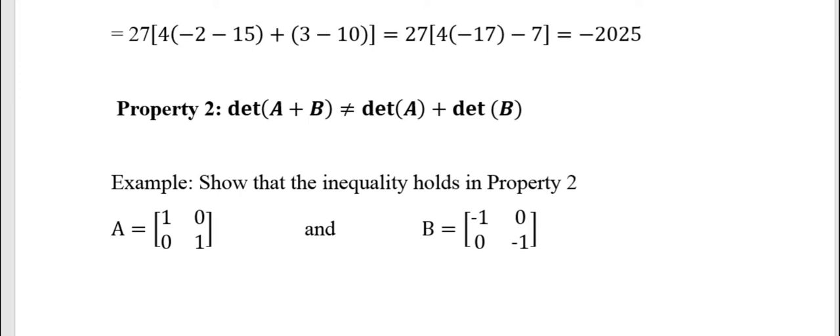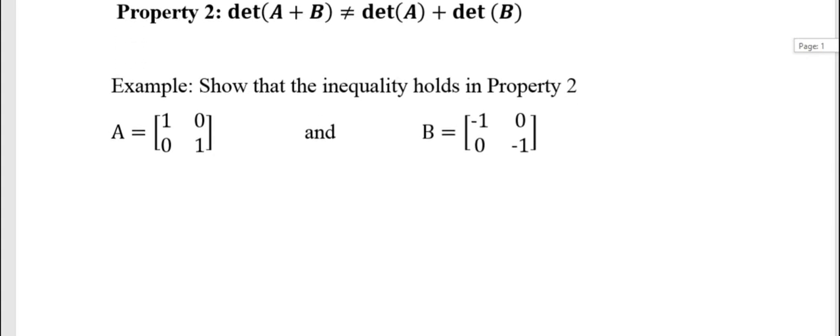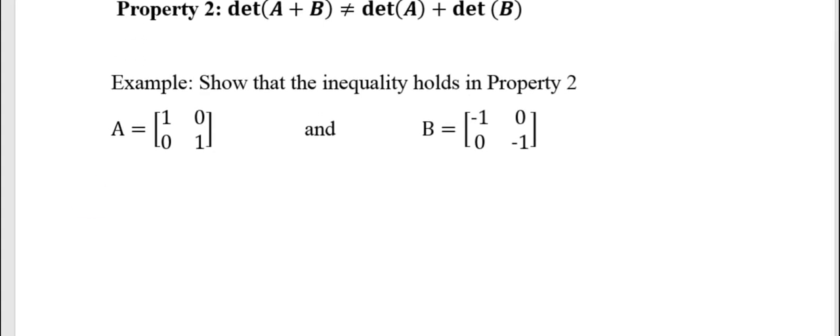And that is that the determinant of the sum of two matrices, the determinant of A plus B, is not the same as the determinant of A plus the determinant of B. In WebAssign, you'll be asked to do some exercises to show that this relationship is not equal. Here I give an example. This is my classic example.